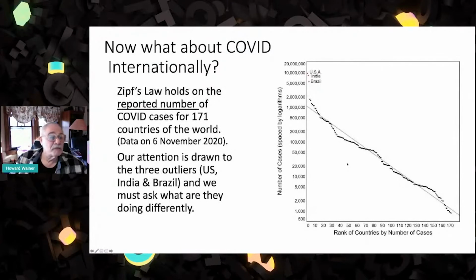So what about COVID? What does this help us learn about COVID? Well, here is the number of reported cases for COVID for 171 countries of the world, and these data are from December 6th. We rank them from the country with the most COVID cases down to the country with the fewest. You can see that when you do this, this is their rank, and this is the log of the number of cases. It follows Zipf's law. It's a straight line, except for these three, the US, India, and Brazil. And so the natural question is, what are they doing that's different?